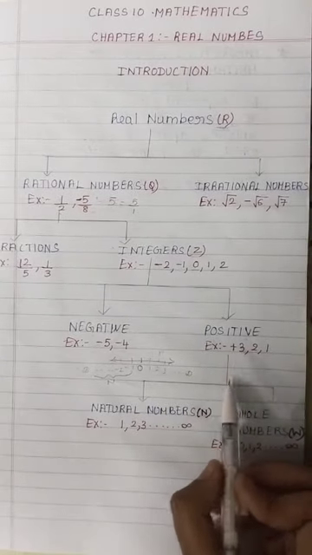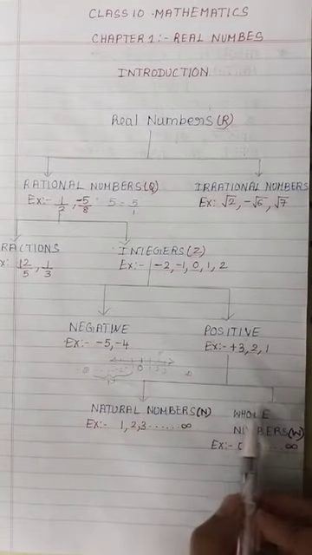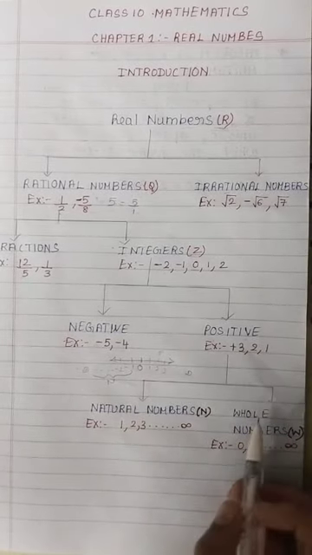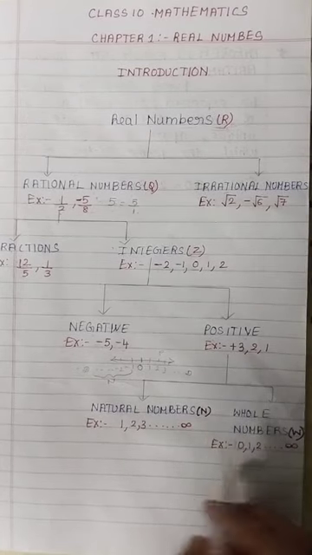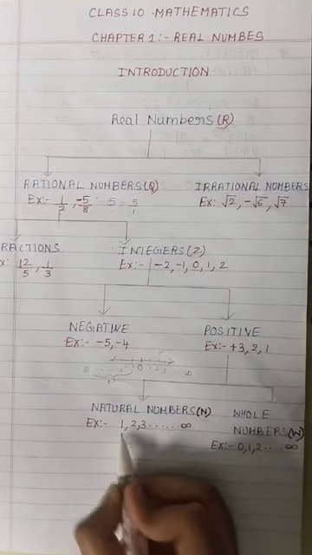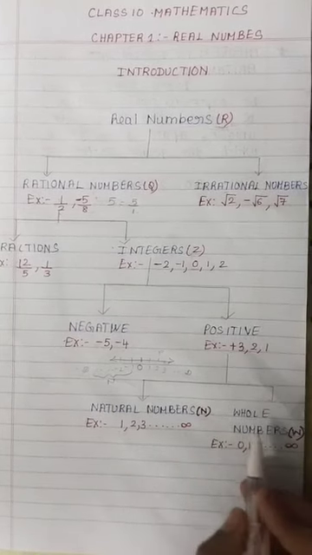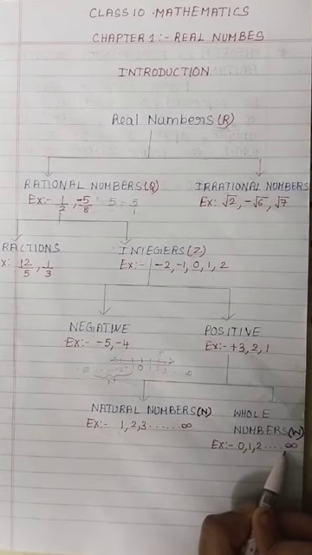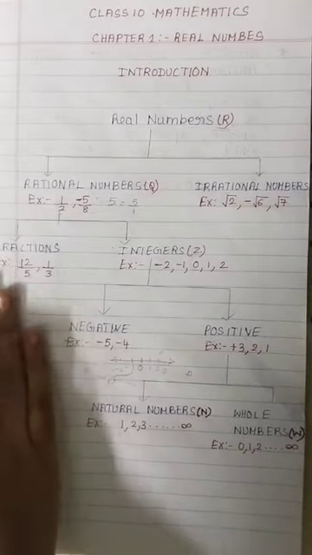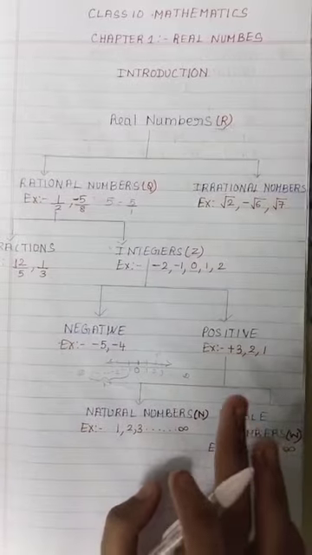Here the positive integers are further divided into two: natural numbers and whole numbers. Natural numbers are denoted by the letter N, and they start from 1, which is positive 1, and go till infinity. Whereas for whole numbers, we just include 0, and they also go till infinity. Clear? All these fractions and integers come under the category of rational numbers.